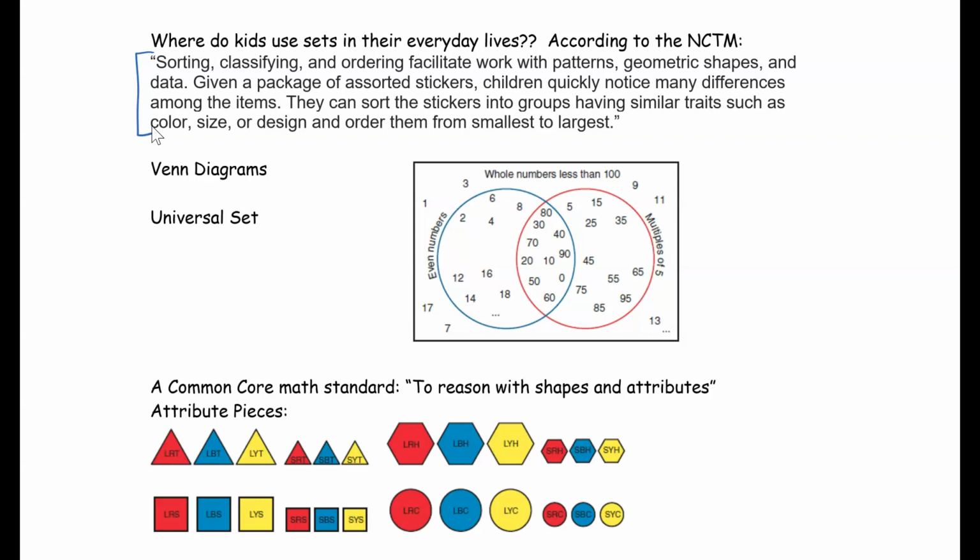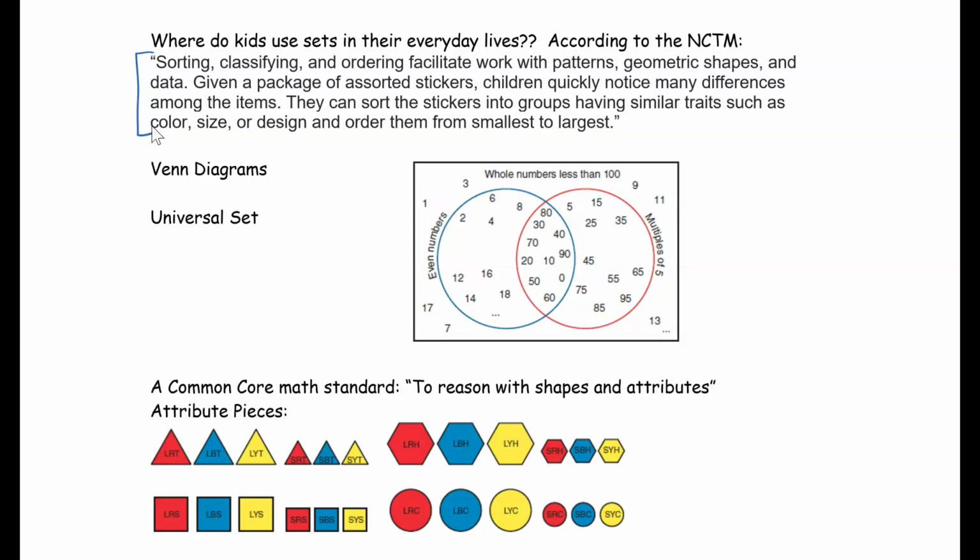So we could give kids things like a package of stickers, or maybe a bucket of blocks, or maybe a container of markers or crayons, and then they can sort them. As early as pre-K, they can look at what's in common and what's not in common. They can look for things like color, size, design, shape, smallest, largest, biggest. There are a lot of different attributes that they can look for.